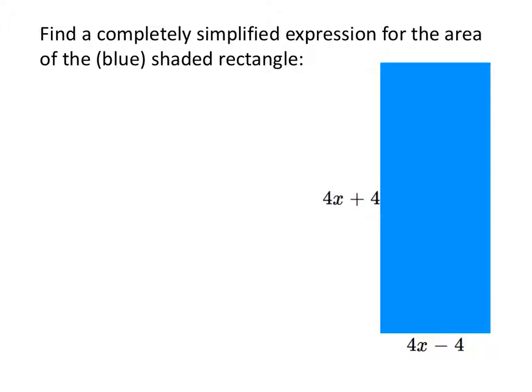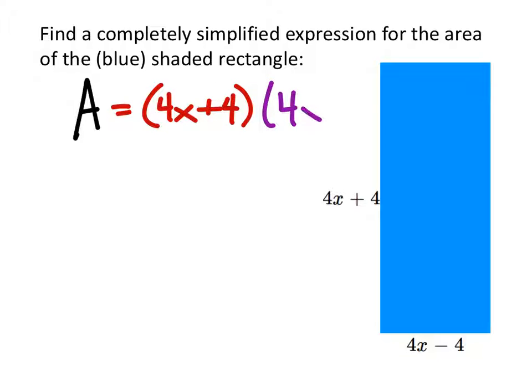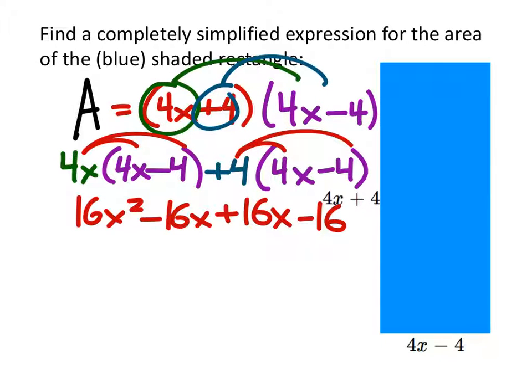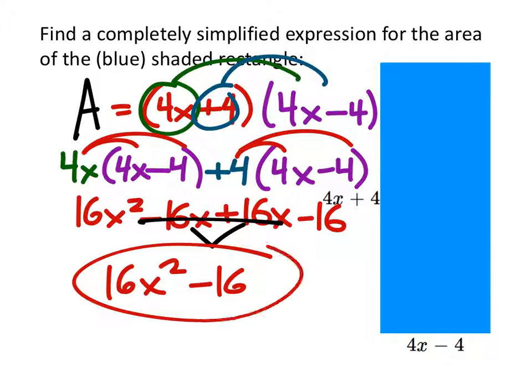Well, the area is length times width, so the area of this blue rectangle will be the length. I'm going to say that's 4x plus 4 times the width, which I'll say is 4x minus 4. Well, this is nothing new, right? We've just seen this. And so I'm going to take my 4x and multiply it by the parentheses. And I'll take my 4 and multiply it by the parentheses. Now we'll distribute into both sets of parentheses. And the x's here in the middle, these are going to cancel out. So we're just left with 16x squared minus 16. And they didn't give us any labels for these, meters, feet, so we'll just leave it like that.